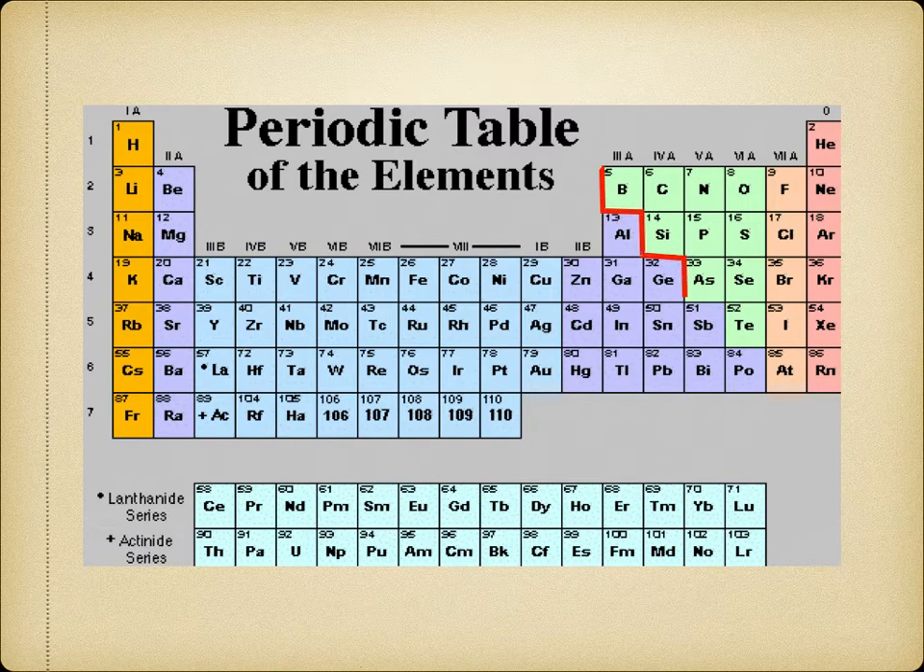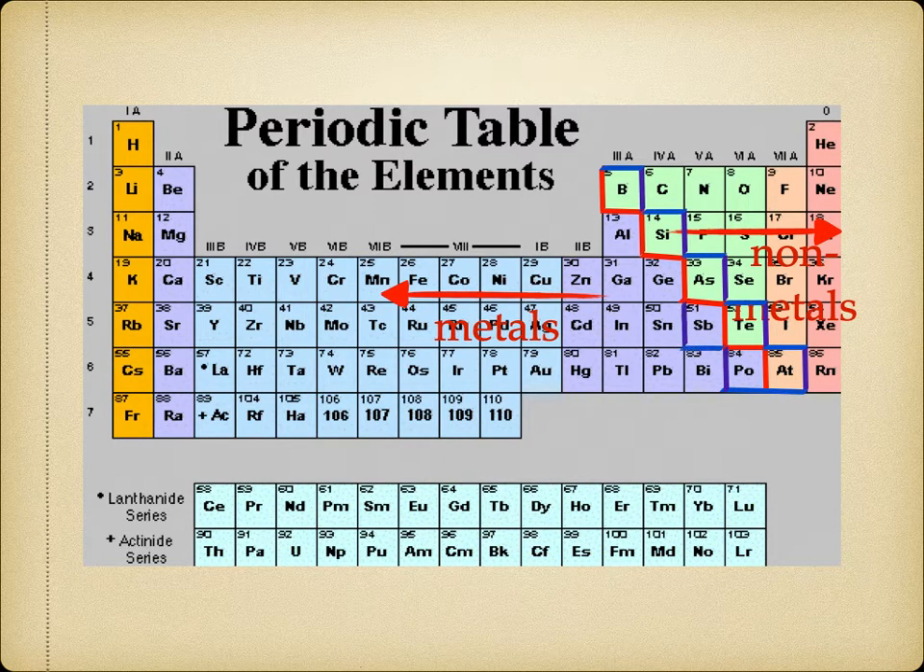Next, we're going to take a look at this dividing line. So this stair-step line that runs along boron, silicon, arsenic separates the metals from the non-metals. So everything to the left of that stair-step line is considered a metal. Everything to the right of that stair-step line is considered a non-metal.